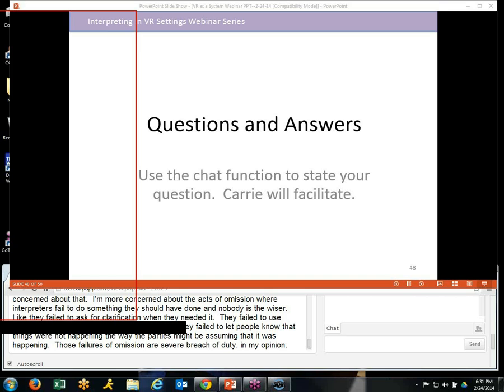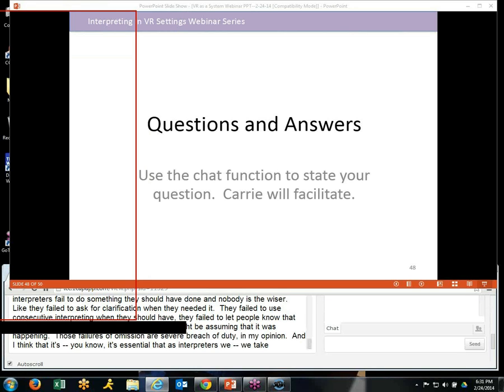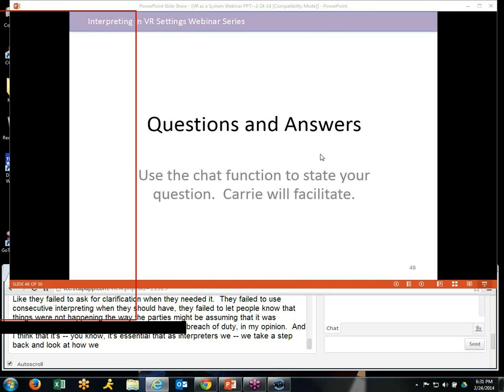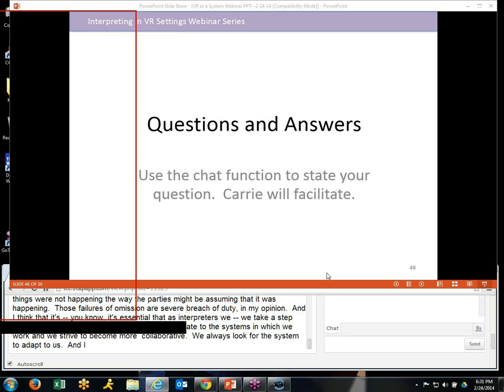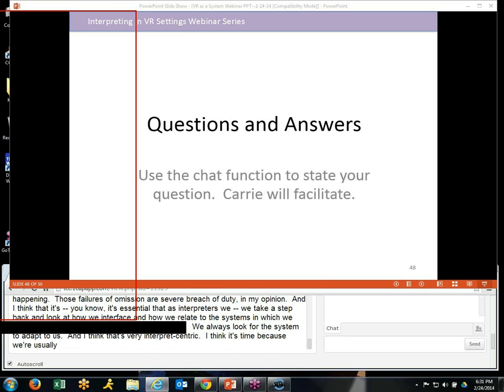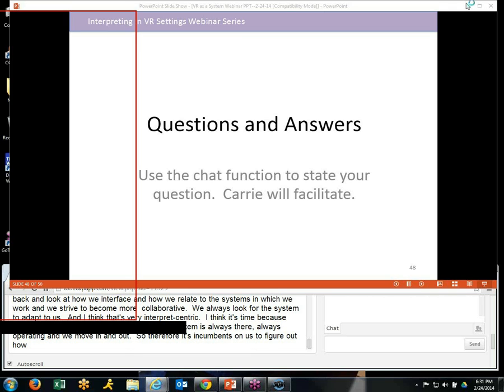And I think that it's essential that as interpreters we take a step back and look at how we interface and relate to the systems in which we work, and we strive to become more collaborative. We always look for the system to adapt to us, and I think that's very interpreter-centric. I think it's time, because we're usually what's unique to the system. The system is always there and always operating, and we move in and out. So it's incumbent on us to figure out how to adapt and fit in, rather than expecting that the system can change what it is to adapt to us. So I hope that's a helpful response.